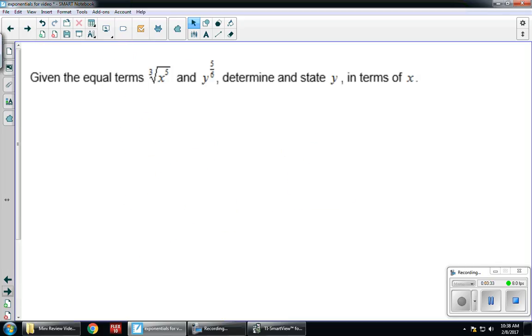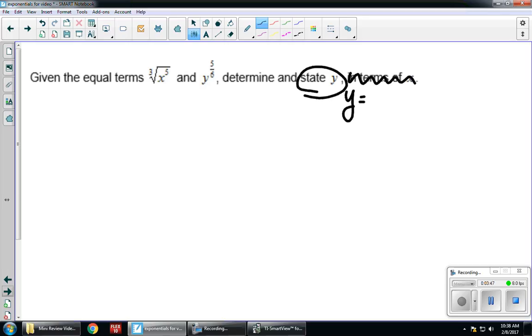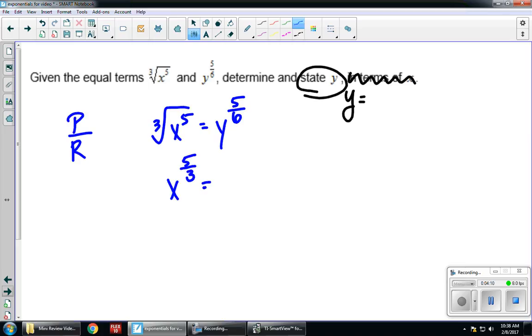Given the equal terms, the cube root of x to the 5th and y to the 5/6, determine and state y in terms of x. So whenever you see in terms of x, we can just cross that out. We don't really care. We just want to know what y equals. That's my end goal. So they're telling me that these two terms are equal. So that's the first thing I'm going to do, set them equal to each other. Now, on the left side, I have a radical. I'm going to use power over root to convert to a fractional exponent. So this becomes x to the 5/3. And I still have y to the 5/6.